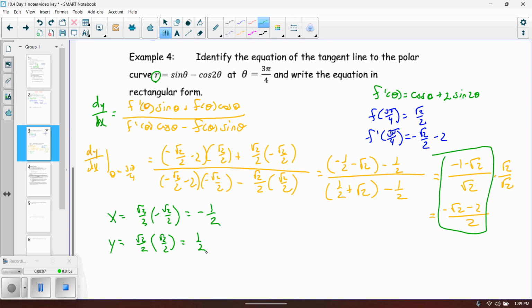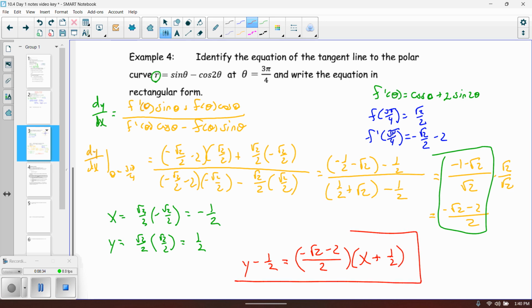So now we have everything we need to write the equation of the tangent line. It's not going to look pretty, but this is the equation of the tangent line. It is y minus 1/2 equals the slope. I'll go with the rationalized version. Doesn't really matter. Times x minus, or in this case, plus 1/2 because it's minus negative 1/2. And there's the equation of the tangent line at the specific point, or at the specific angle, when theta equals 3 pi over 4. All right, again, these are long examples, so we may end up having to do a fourth video, we'll see.